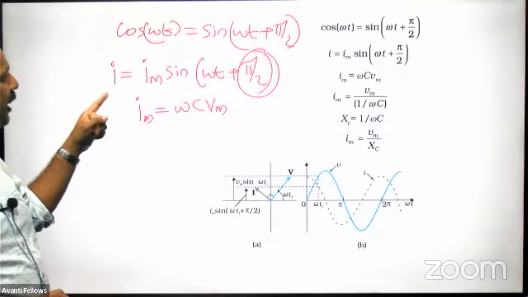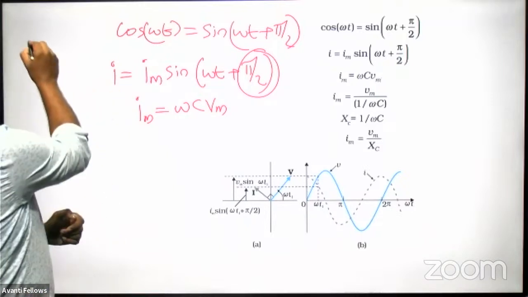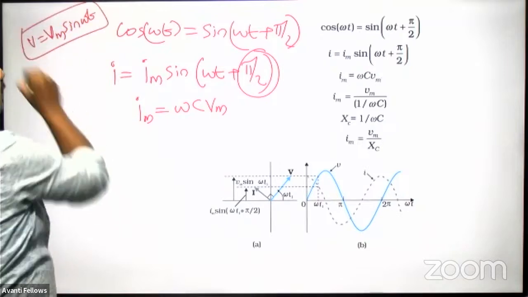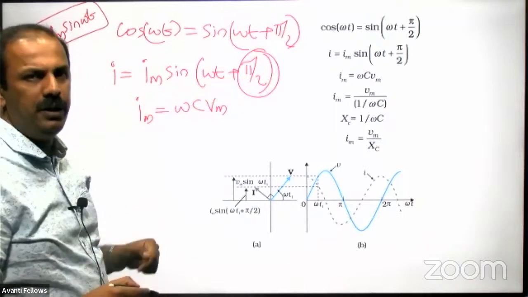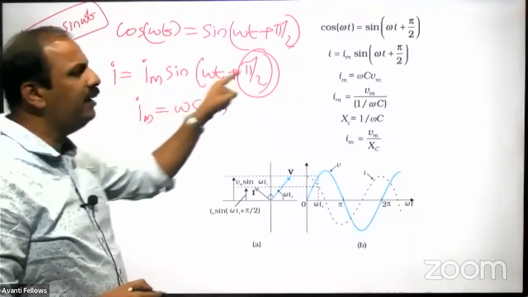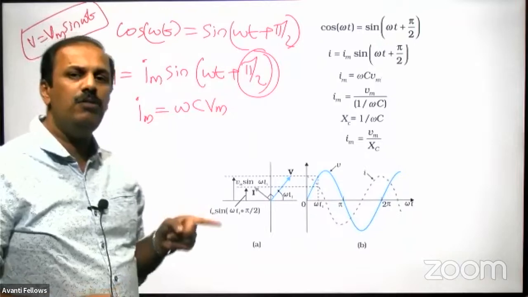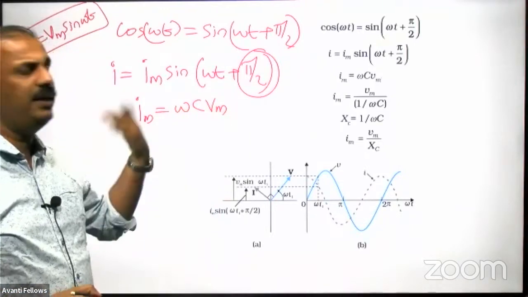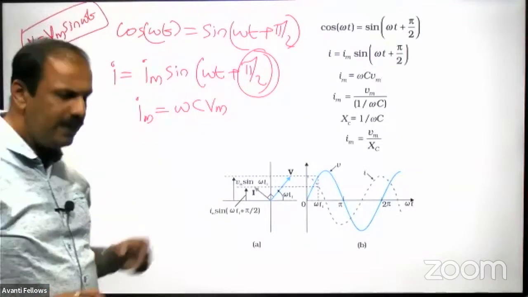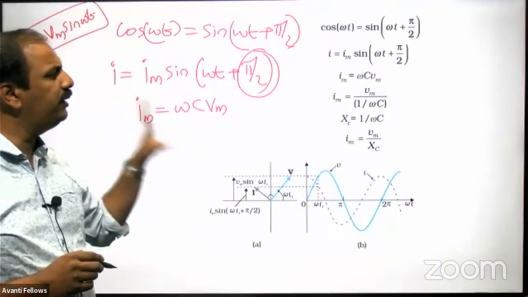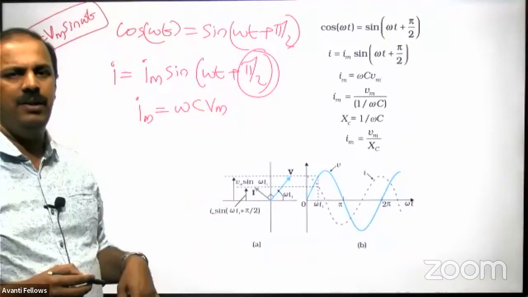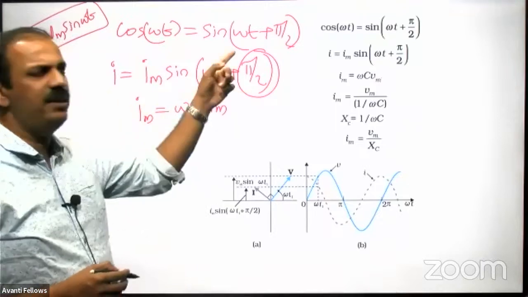So here what happens? In the capacitor, the voltage is given by V is equal to Vm sine omega t. And what about the current? Current is equal to Im sine omega t plus pi by 2. So we can say in the case of a capacitor, what is leading here? The current is leading. That is very, very important. In the case of our inductor, voltage was leading, so for current, minus pi by 2 was there. But here current is leading. That's what you have to remember as the most important thing. In the case of an inductor, voltage leads and current lags. In the case of a capacitor, current is leading and the voltage is lagging.